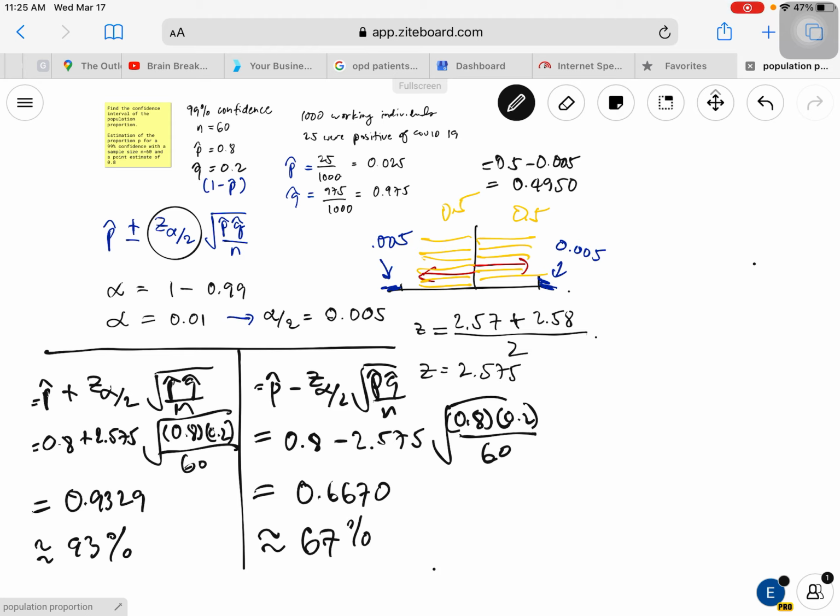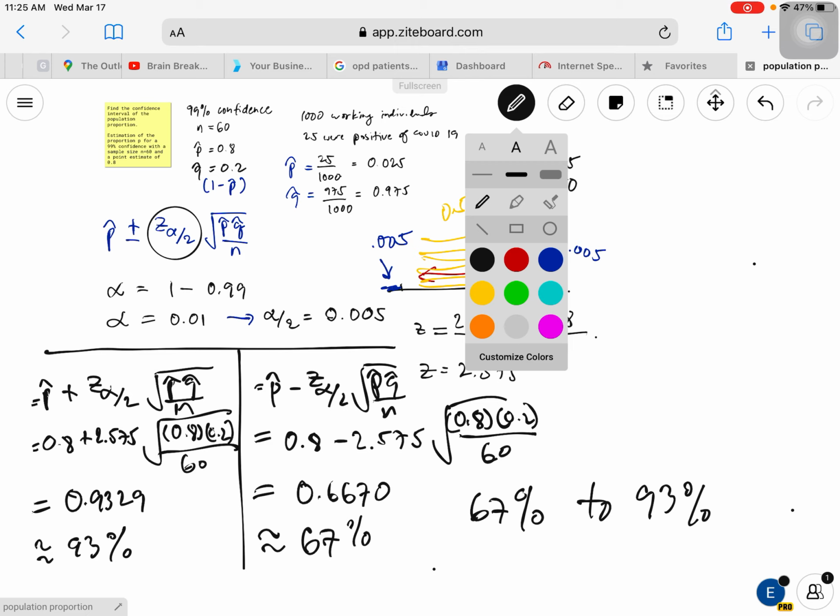So now we have our confidence interval. Going back to the question, the estimation of the population proportion for a 99% confidence with a sample size of n equal to 60 and a point estimate of 0.8 would lie between 67% to 93%. So this is our final answer.